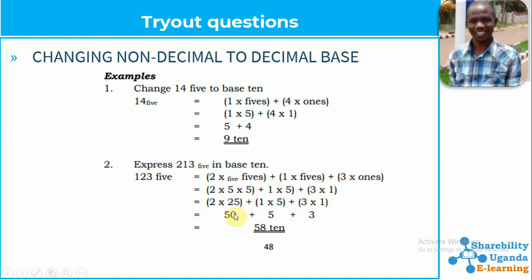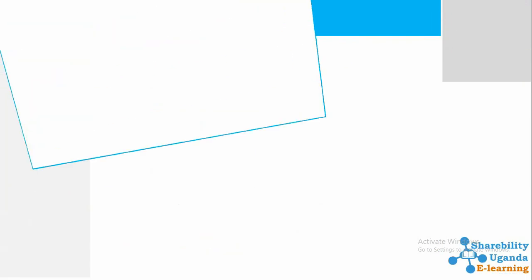So now we add our totals. When we say 2 times 25, we get 50, then 5, then 3, so we shall get 58 base 10. For that, we shall have changed our figure from base 5 to base 10.